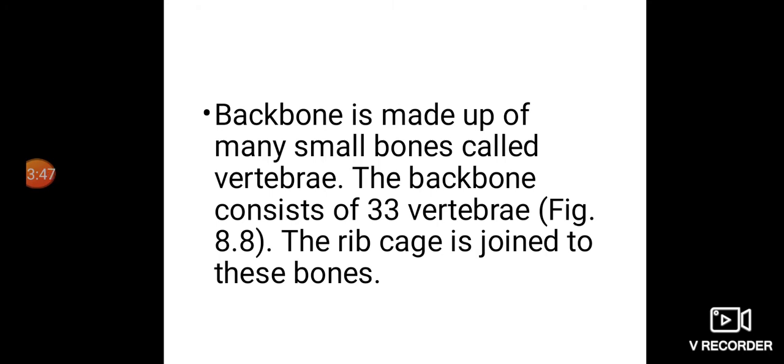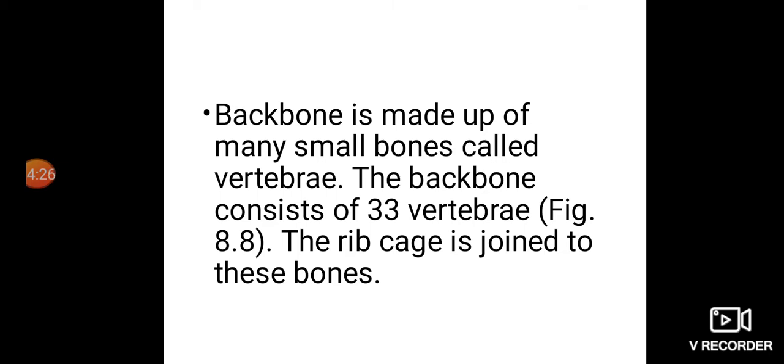The backbone consists of how many vertebrae? 33. And the rib cage is joined to these bones. I have shown you in Figure 8.8. Our spine, or in other words the backbone, consists of 33 small bones. They are called vertebrae.